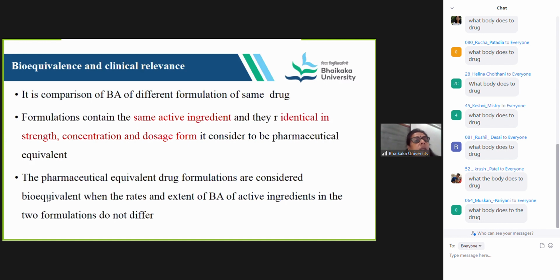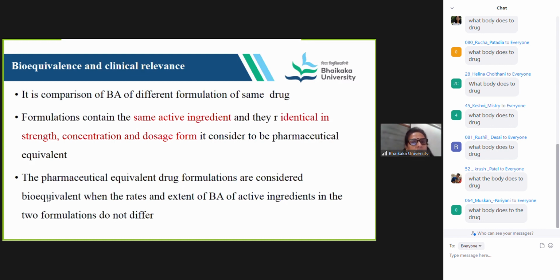So what is the importance and relevance here? Formulations which contain the same ingredient and are identical in strength, concentration and dosage form are considered to be a pharmaceutical equivalent.